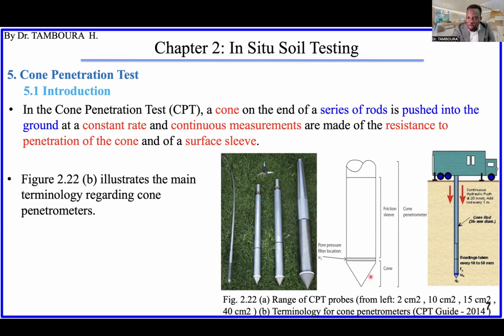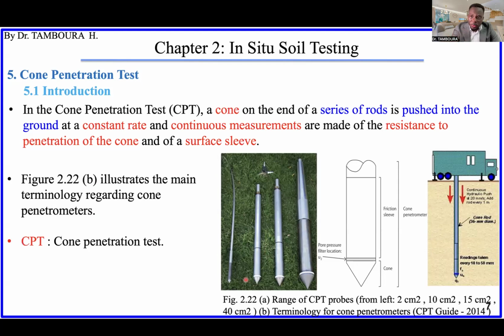This is the cone, actually only this part. You can see it here in the photo with different sizes. The pore water pressure is obtained from this filter of pore water pressure. The friction sleeve is this part, as you can see. The whole thing is the penetrometer. So doing a cone penetration test is pushing this cone into the ground, that's all.